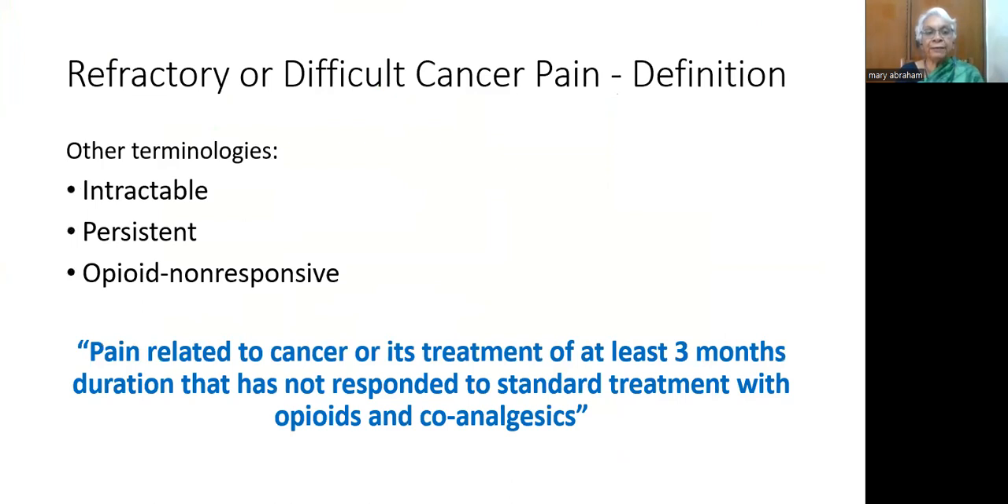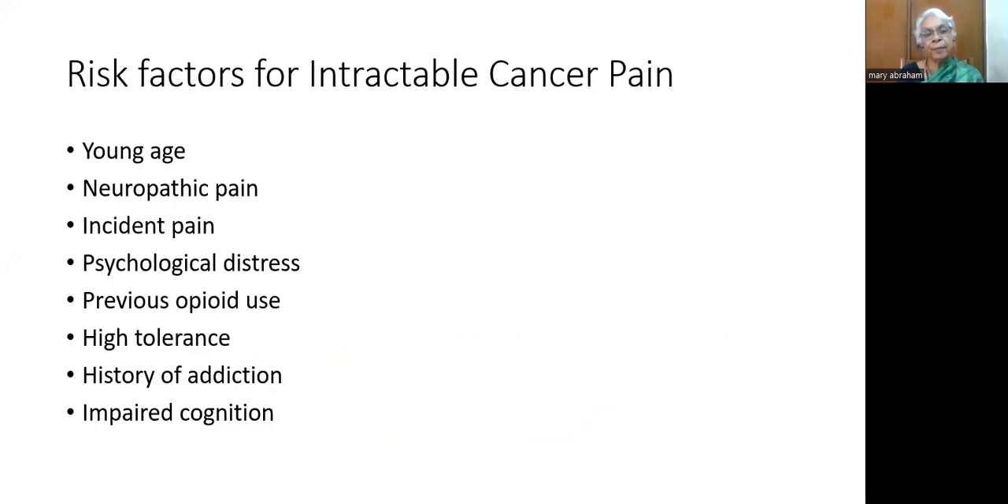So what is a definition? It can also be called intractable pain, persistent pain, or opioid non-responsive pain. And it is defined as pain related to cancer or its treatment of at least 3 months duration that has not responded to standard treatment with opioids and co-analgesics.